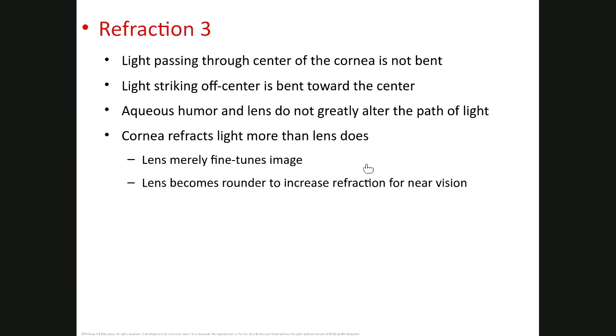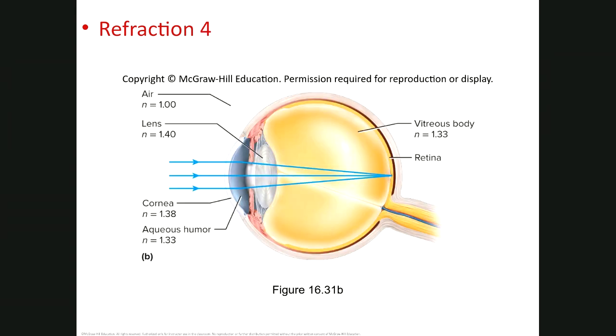All this bending will focus on the fovea centralis. See that? All this is going straight, and then it bends where the cornea is bent. They will all focus on that fovea centralis. If they all focus there, then you've got a nice, perfect 20/20, maybe even better vision.